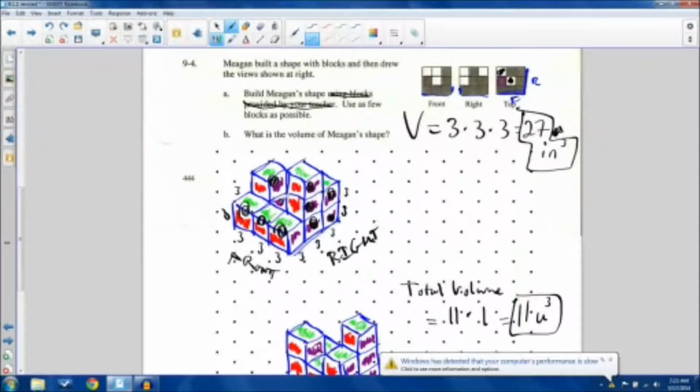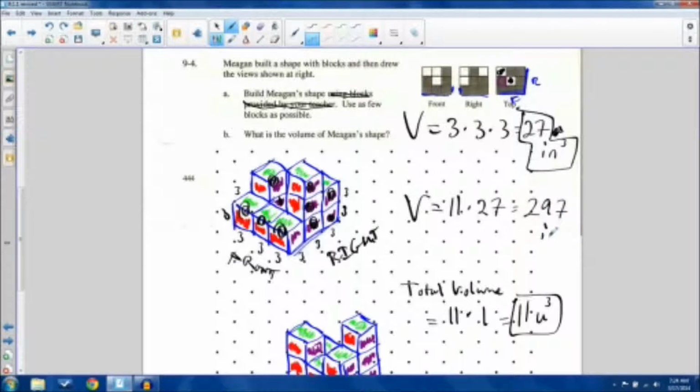10, 11 down there. So there are 11 cubes again, because there's none in the center and there's none over there. So the total volume, I'll just put volume again. It's 11 times 27, which is 297 cubic inches.